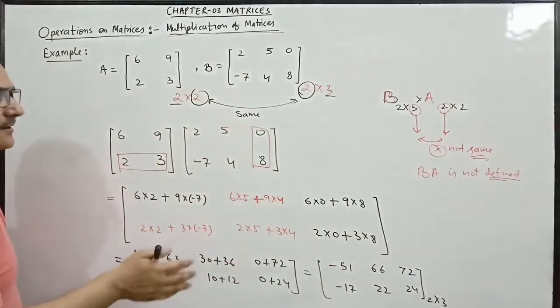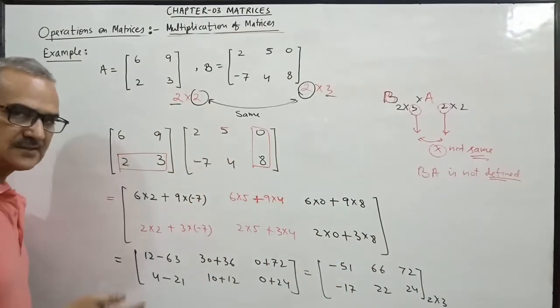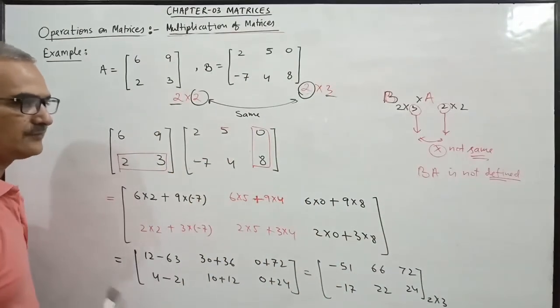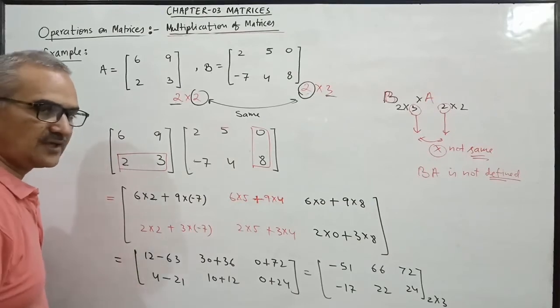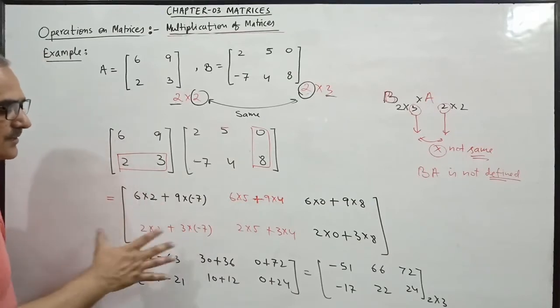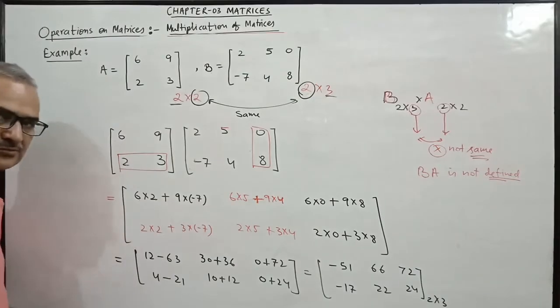So that's why the multiplication of matrices is not commutative. That is, if you have AB, then that cannot be written as BA. I hope that the multiplication of matrices is clear to you.